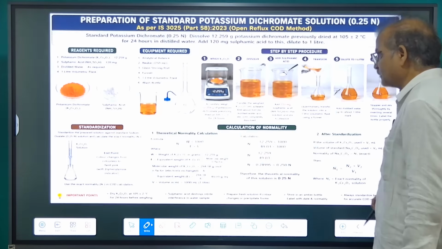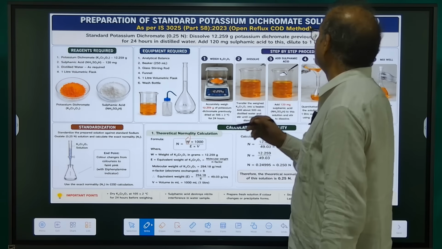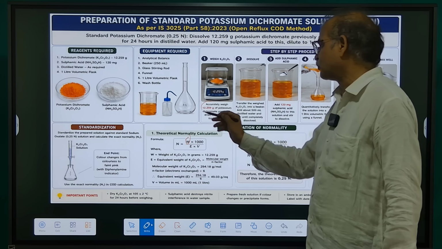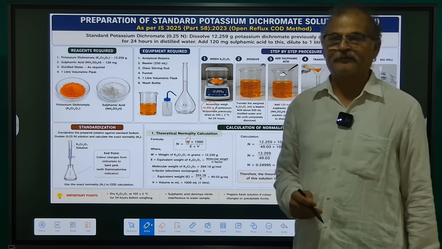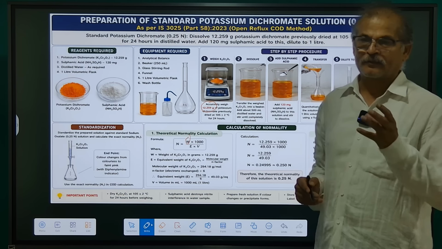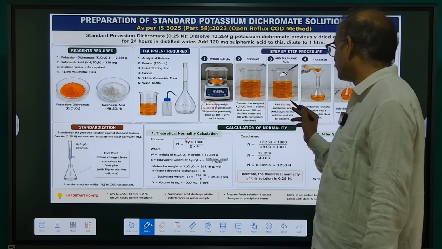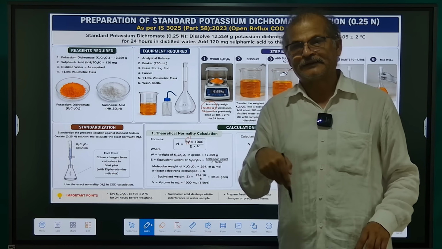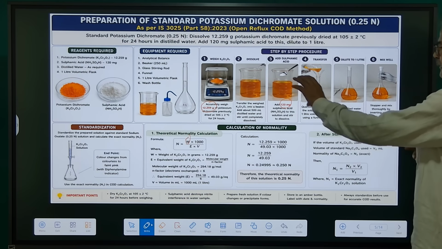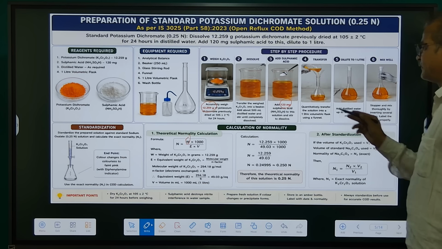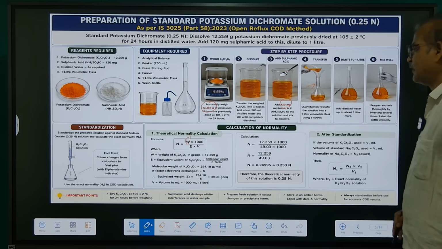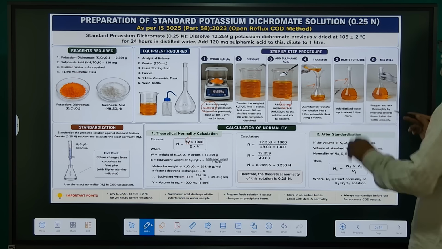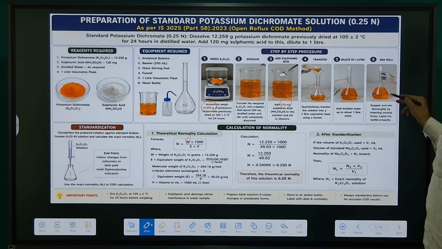Then we prepare another important solution, potassium dichromate. In this we take 12.259 gram of potassium dichromate and dissolve it in 500 to 600 ml of distilled water, then add 120 milligram of sulfamic acid, and stir it well so that all the particles are mixed together. Then we transfer it again into the volumetric flask and make it 1000 ml by adding more distilled water. So this solution will be ready for the test.